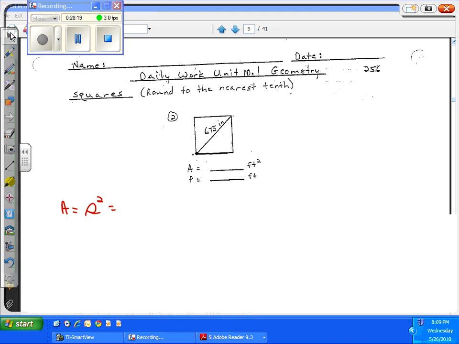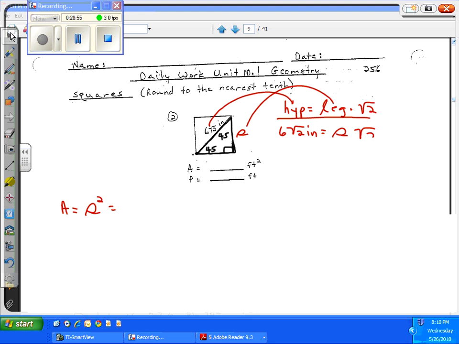I do know, though, if we draw a diagonal in a square, that each angle was 90. The diagonal bisects a pair of opposite angles, and so I get a 45, 45, 90 triangle. In a 45, 45, 90 triangle, the length of the hypotenuse is equal to the length of a leg times the square root of 2. I put in my hypotenuse here, 6 square root 2 inches is equal to leg S times square root 2.